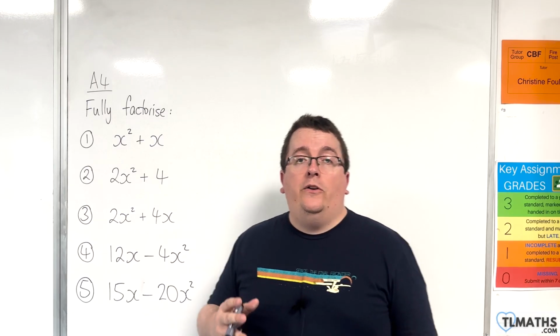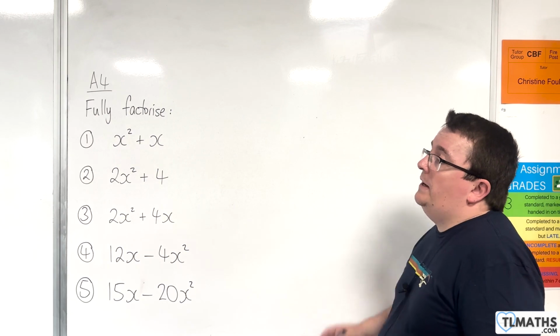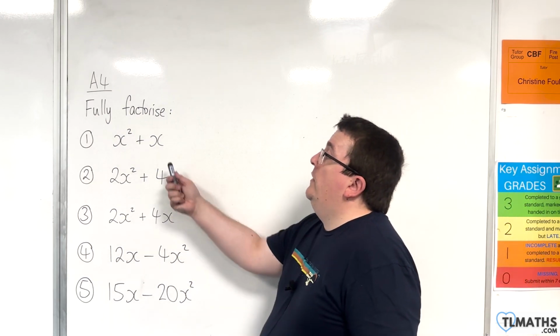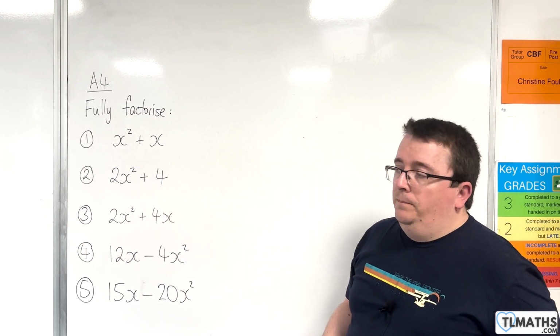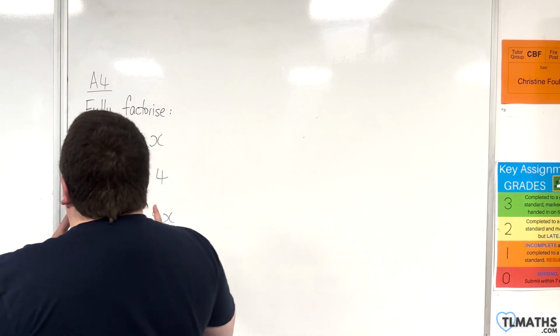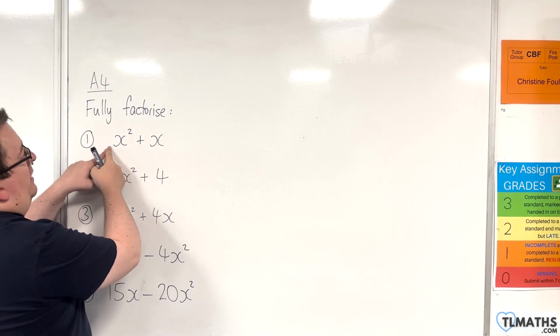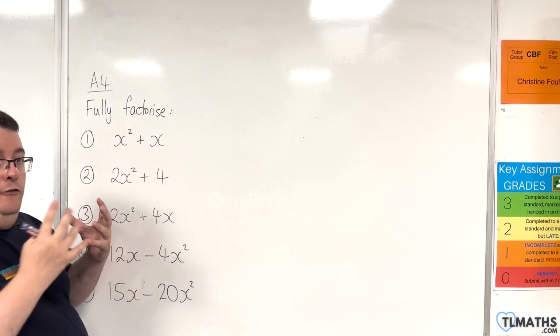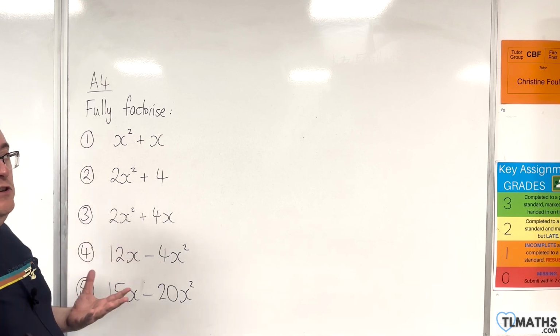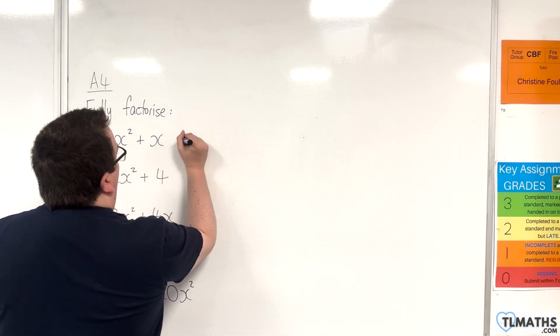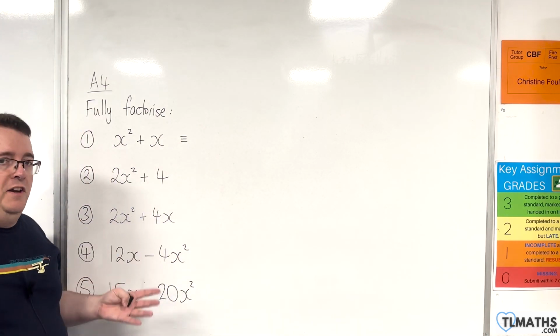So in this video, we're going to go through some more examples of factorising into a single bracket. So we're going to start off with x squared plus x. Now, in this case, we only have 1 and 1 at the front of the two x's. So the highest common factor of that would be 1. So you could write 1, but we're not going to bother.